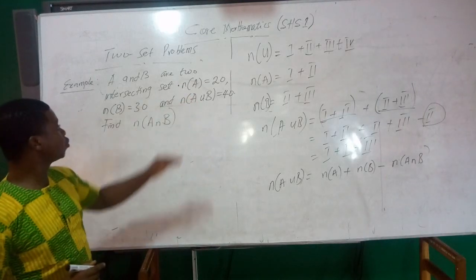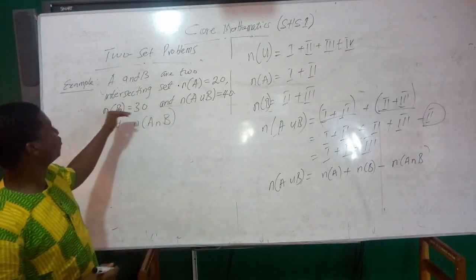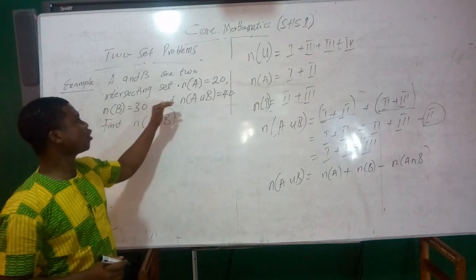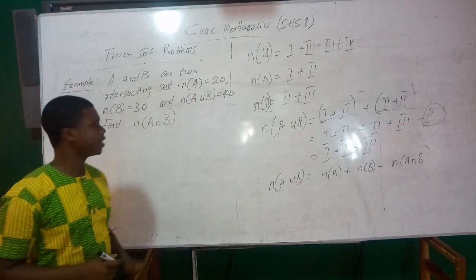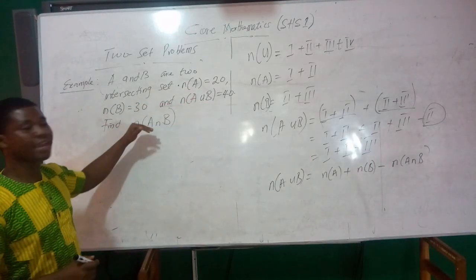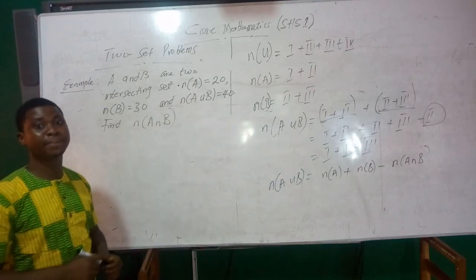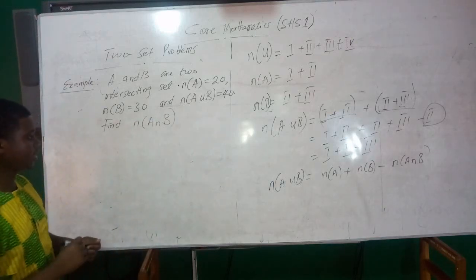N of A is equal to 20. N of B is equal to 30. And N of A union B is equal to 40. And the question is asking us to find N of A intersection B.